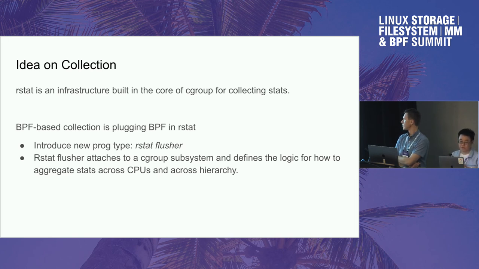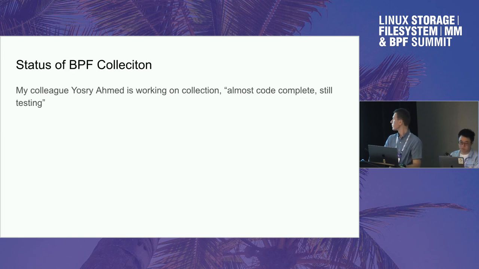The idea for the collection is that we will be extending rstat. rstat is the infrastructure built into the core of cgroups for collecting the cgroup stats. It's a framework that allows each controller in the cgroup to extend it. Basically, it defines how you flush the stats and how you aggregate them. Yosry's idea, after discussion with the maintainers in the BPF office hours, is to plug BPF into rstat. So we will introduce a new program type called the rstat flusher. The flusher can attach to a cgroup subsystem and defines the logic for how to aggregate the stats across CPUs and hierarchies, and then how to do the flushing. I don't have many details until we see Yosry's RFC patches. Still working, almost code complete, but testing.